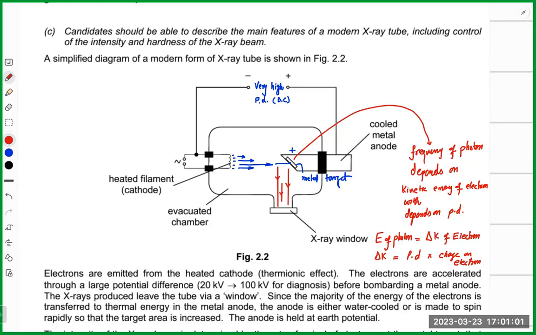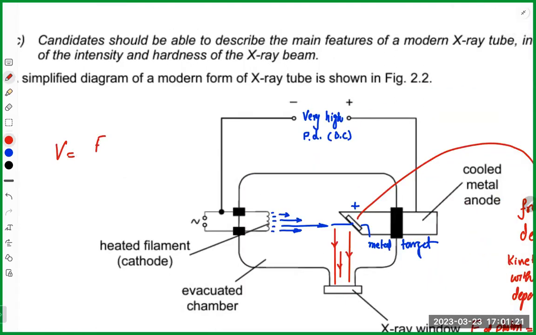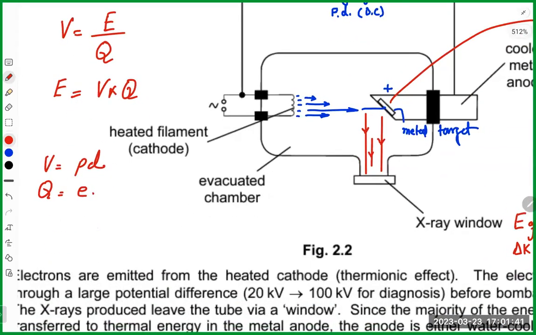Now, when electrons reach the anode, they lose their kinetic energy, and that kinetic energy depends on potential difference and charge. How did I come up with that? Do you remember that electric potential was defined as energy per unit charge? So that means energy equals potential multiplied by charge. In this case, potential equals PD, and charge equals elementary charge, because we're talking about electrons. So here's a chain of thought.